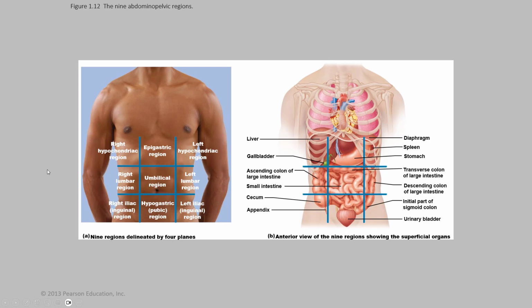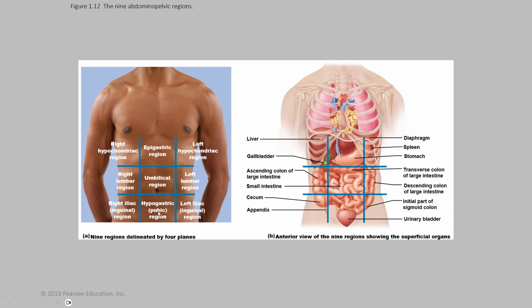And here, again, patient's right, patient's left. Going across the top, we have right and left hypochondriac region and epigastric region. Across the middle, right and left lumbar region and umbilical region. And across the bottom, right and left iliac, or sometimes inguinal. They mean the same area, iliac or inguinal. And the hypogastric, or pubic region.